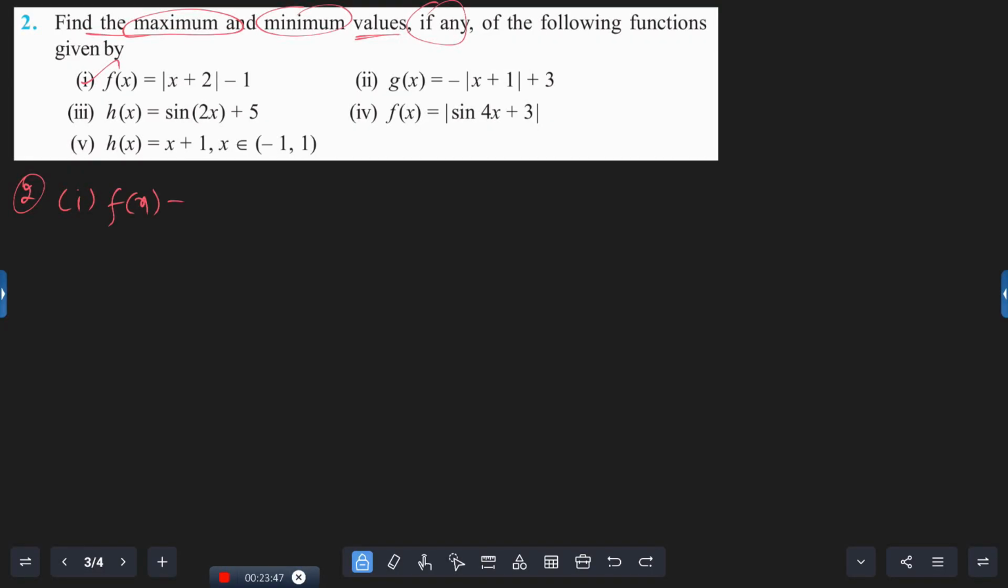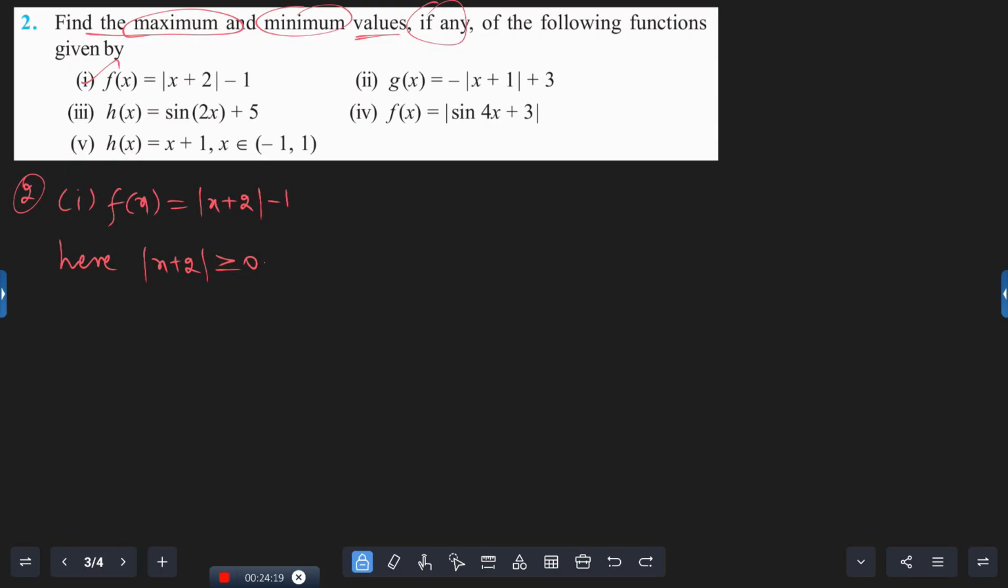f of x is equal to modulus of x plus 2 minus 1. I gave an idea: whether we have a whole square or a modulus, we can try definition 3. That is the best method. Now x plus 2 in a modulus is there, that will be greater than or equal to 0. If I give x value minus 2, this will become 0, so that only equal to 0 I gave.